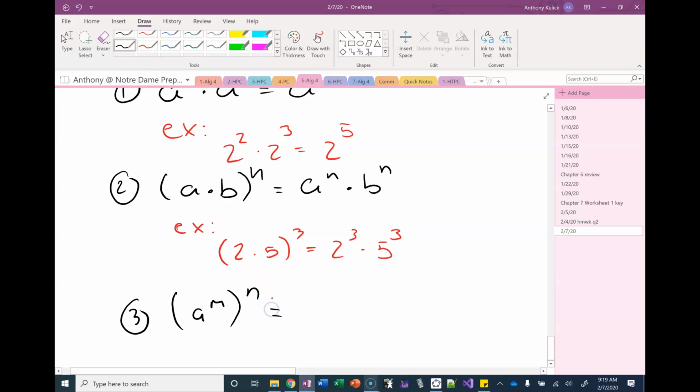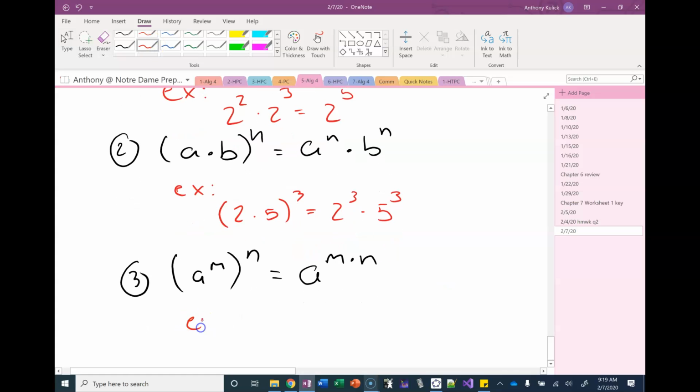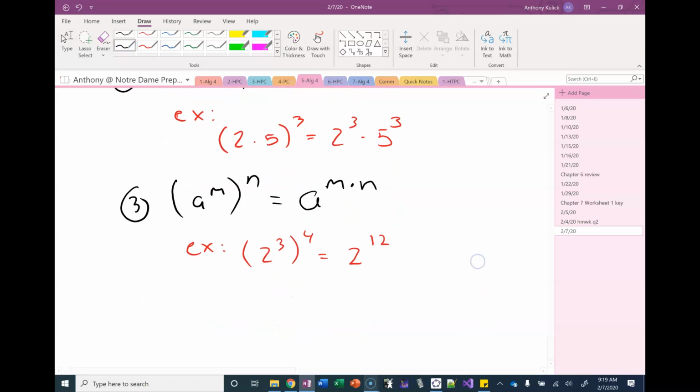So if I have a to the m to the n, what do you suppose I'm going to do this time? I'm going to multiply the exponents. So for example, if I have 2 to the third to the fourth, that's going to be 2 to the 12th. Everybody so far so good? Okay.